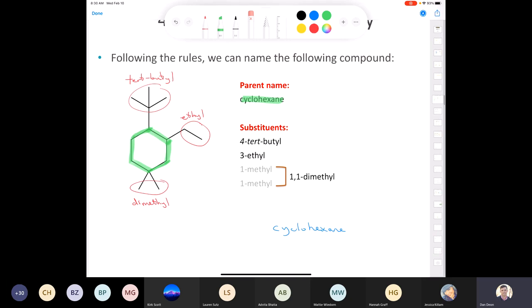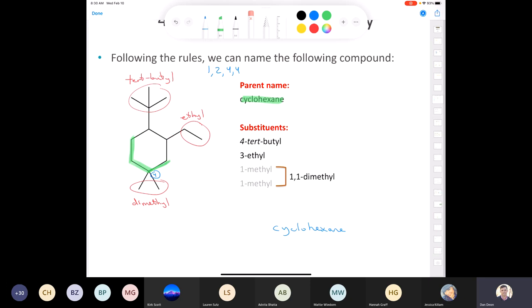Get the blue pen out here. Which carbon are we going to start? Are we going to start at 1, 2, 3, 4? If we were to do that, we would have 1, 2, 4, and 4. Looks good. Starts on the number 1. Number 1's a pretty low number. But hold on a second.